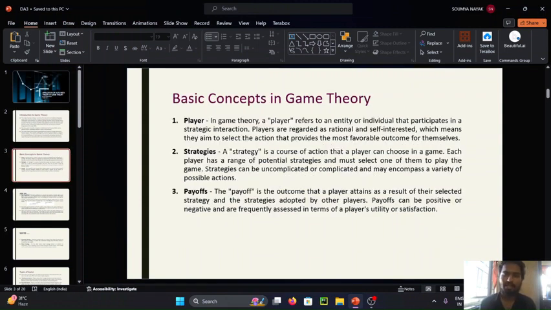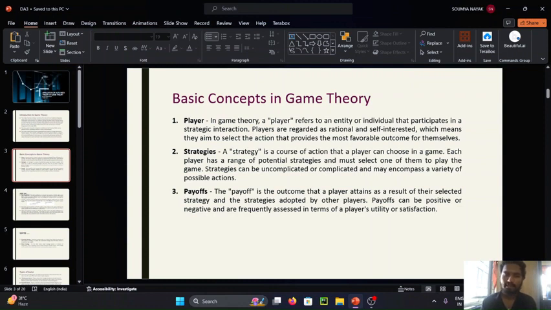So in game theory, what are the main entities that are represented in a game? Basically, we have divided the entities into three parts: players, strategies, and payoffs. These are the three major entities in game theory. Apart from that, we can derive some other entities also, which we are going to see in the forthcoming slides.